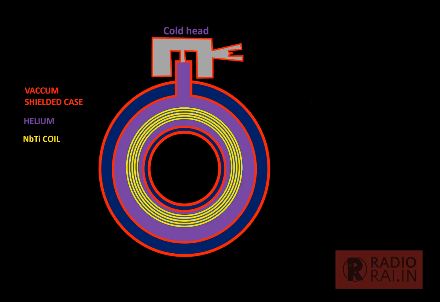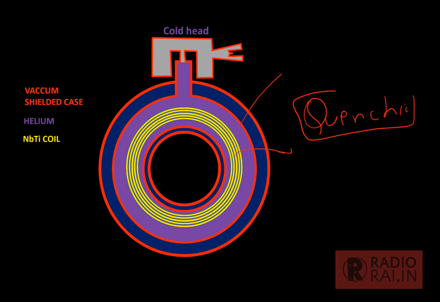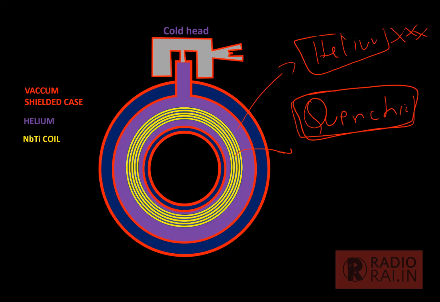So that's the problem of quenching. The quenching can happen because of continuous heat production, and the liquid helium getting vaporized should be avoided. We should stop this helium from getting vaporized. If we don't stop the liquid helium from getting vaporized or heated up, it will undergo quenching, that is, the stopping of the MRI machine.